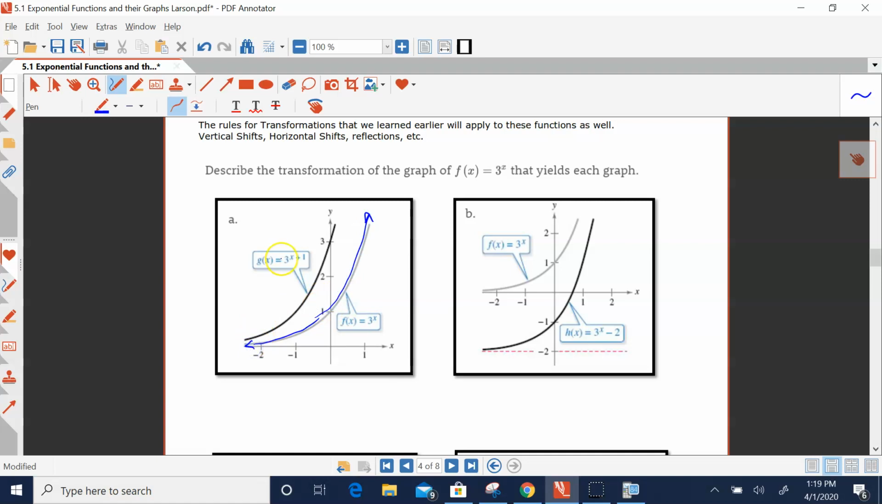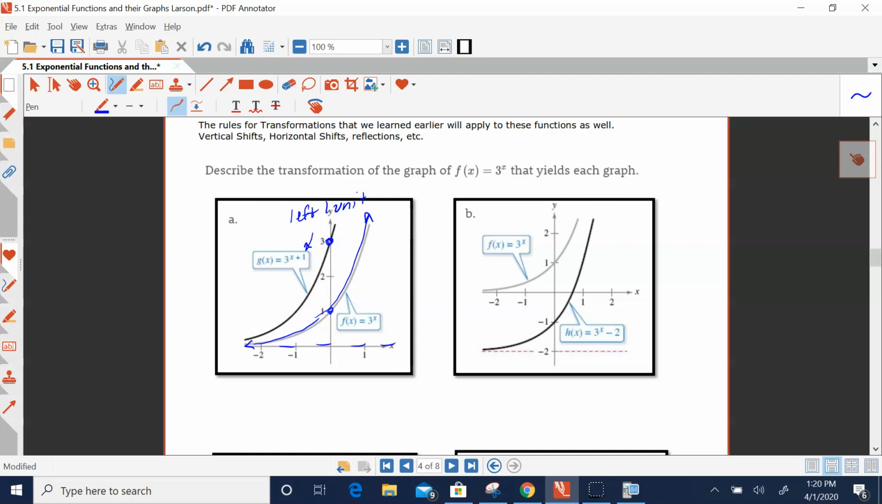Okay, f of x, or in this case, g of x is equal to 3 to the x plus 1. How does that graph differ from the parent function 3 to the x? Well, that plus 1 there that comes inside the function means we're going to go left 1 unit. And that's what happened. We shifted that guy left 1 unit. Horizontal asymptote stays the same. It's just that y-intercept ends up there.